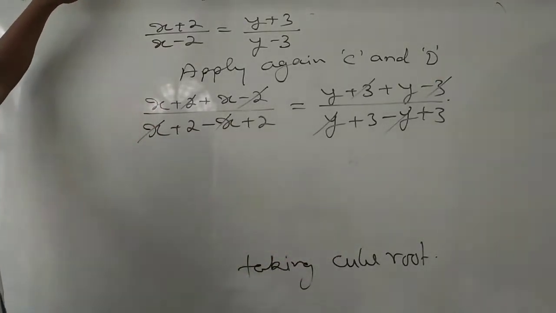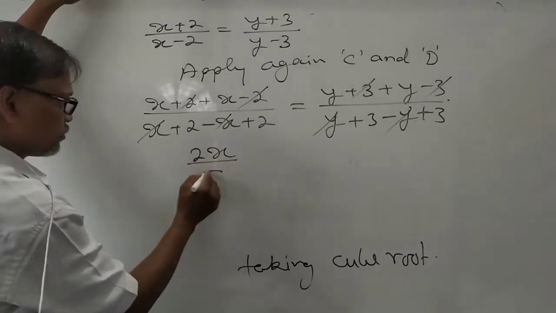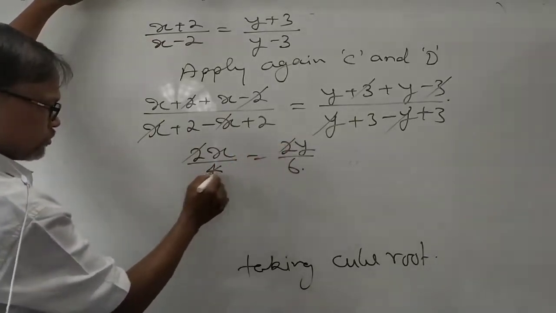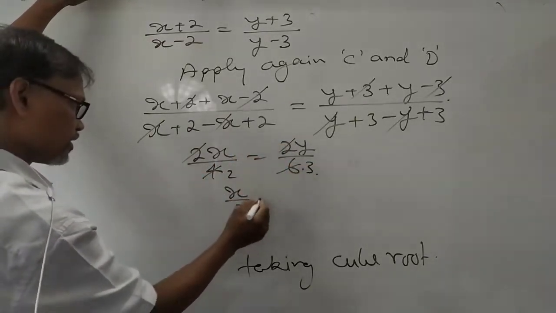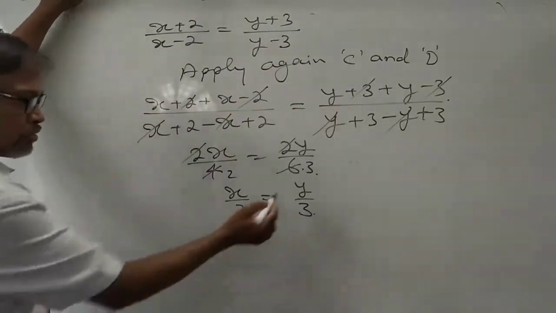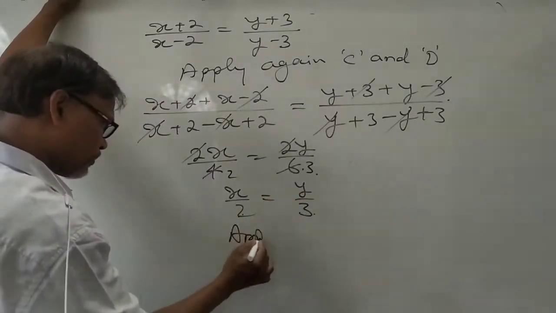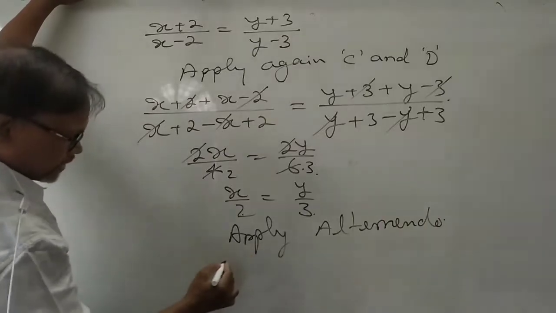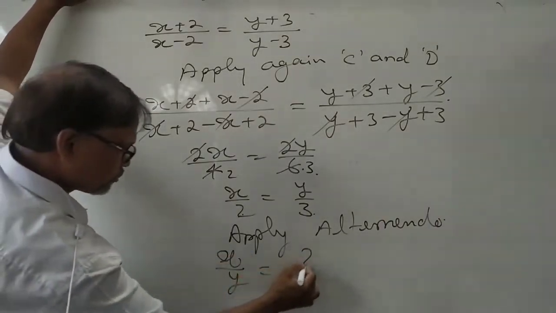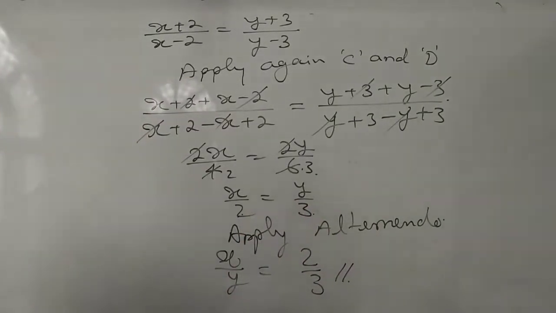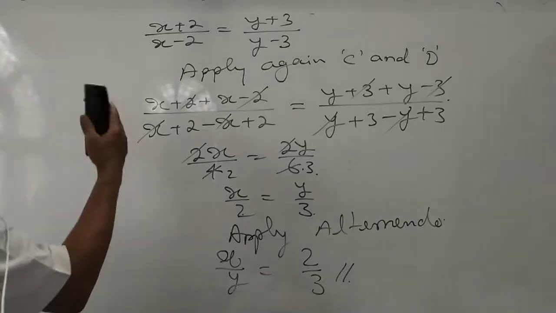Now it is 2x, this is 4, it is 2y, this is 6. 2, 2's are 4, 2, 2's are 2, 3's are, by anything, any way you can cancel y by 3. Now you have to find x upon y, so y goes here, 2 goes here, so apply which property? Alternando. So directly you can write x upon y is equal to 2 upon 3. This is the answer. So by this way you can get the answer, because this is very easy and this type of question comes in the board examination.